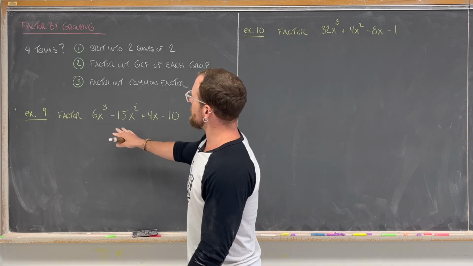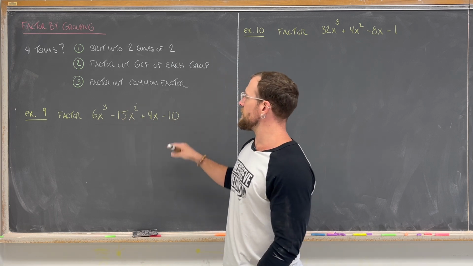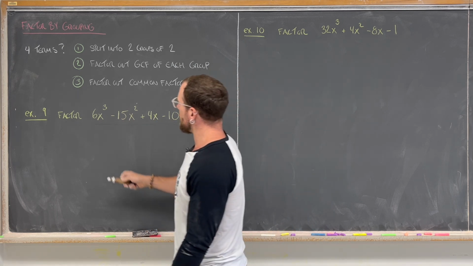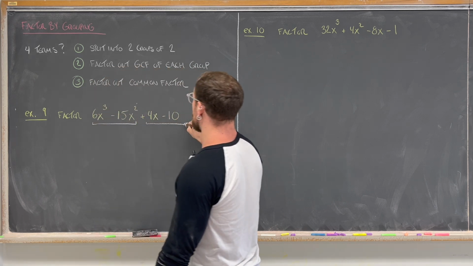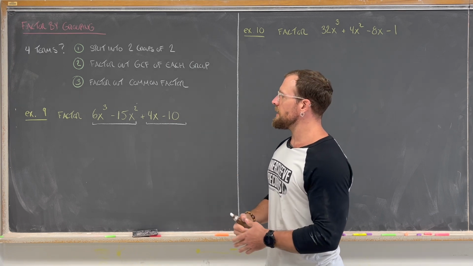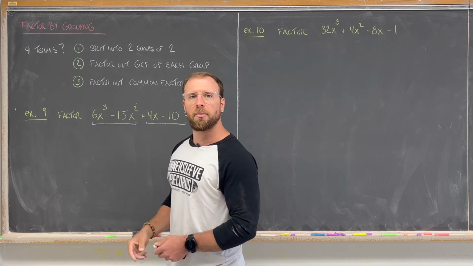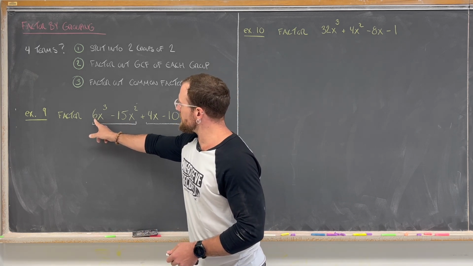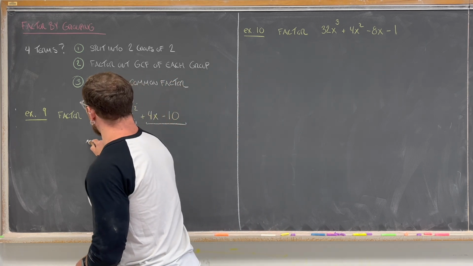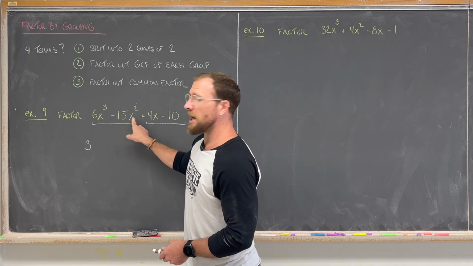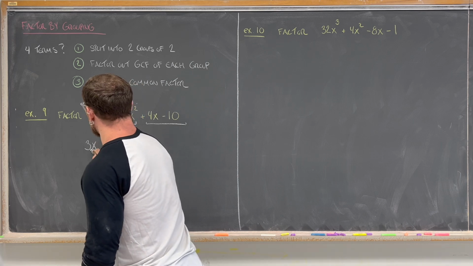Well, the trick is instead of looking for a greatest common factor among all 4 terms, which in this case there is none, I break this up into 2 groups. Okay, so I'm going to look at the first 2 terms and the second 2 terms separately. Now from these first 2 terms, or this first group, is there a greatest common factor? Well, yeah, as far as 6 and 15 go, those are both multiples of 3, so I could pull out a 3. And the x is a common factor, and the lowest exponent that appears between the 3 and the 2 is a 2. So 3x squared.